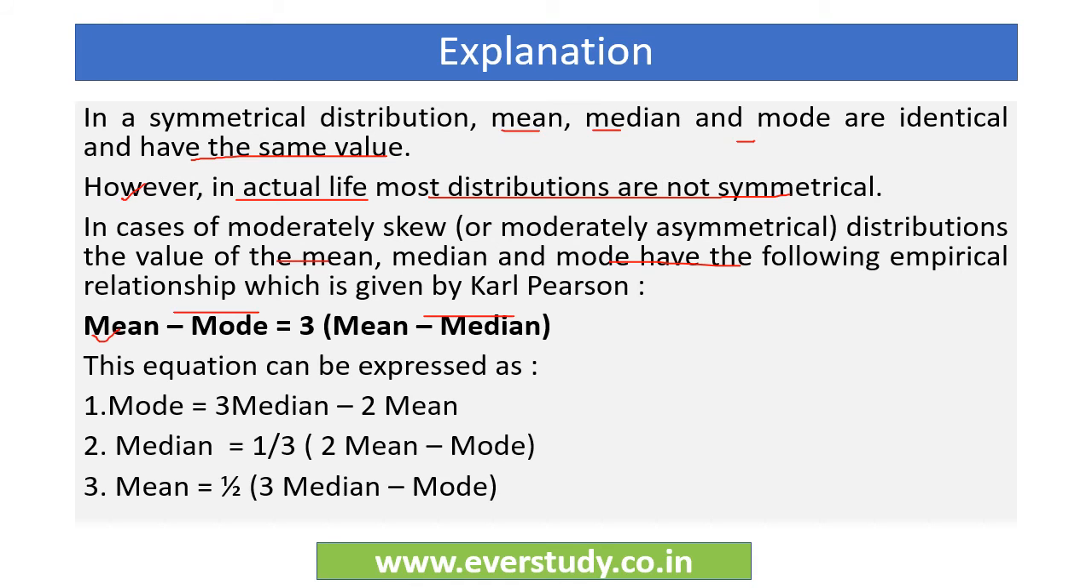And this equation can also be expressed in the following manner: mode is equal to 3 median minus 2 mean. Second, median is equal to 1/3 of the 2 mean plus mode. And the last is, mean is equal to half of 3 median minus mode.